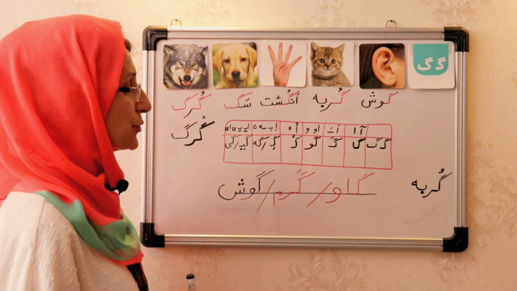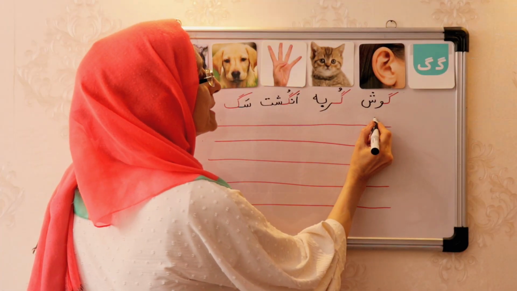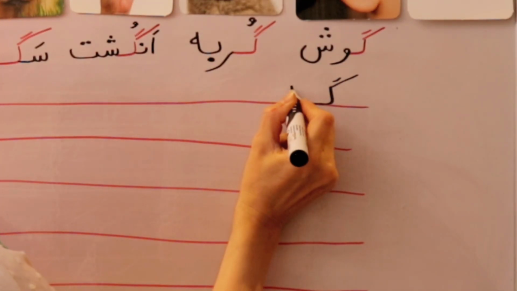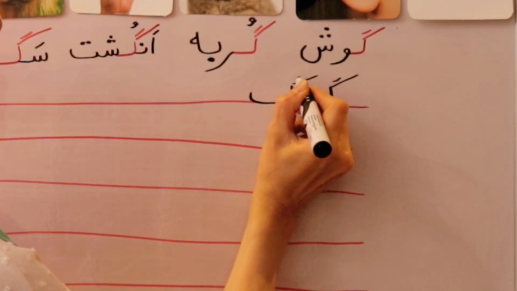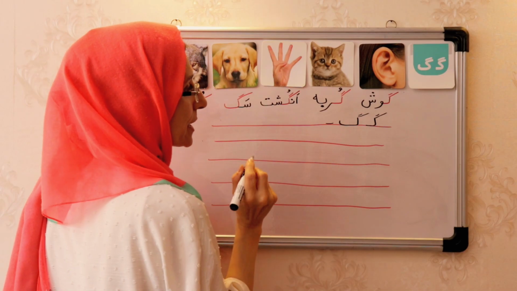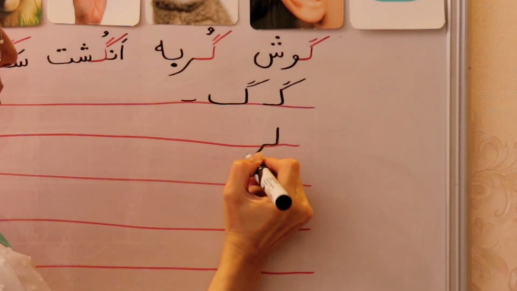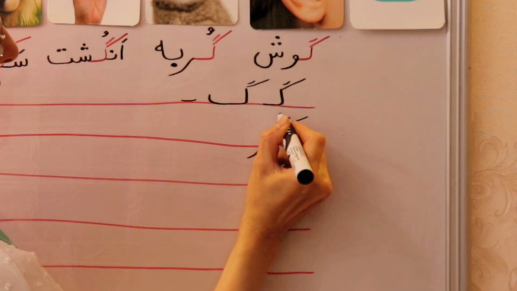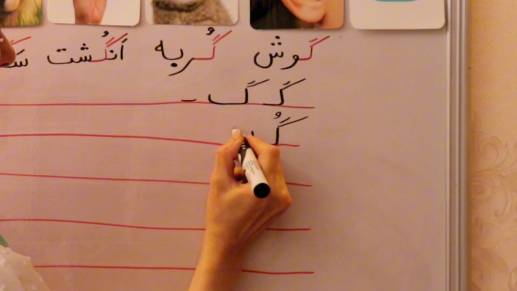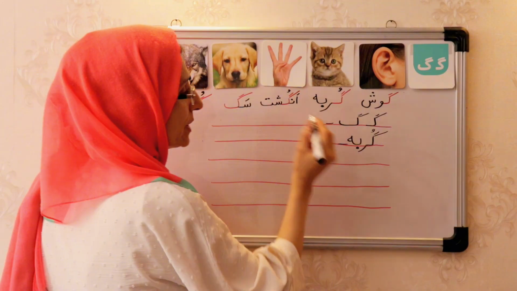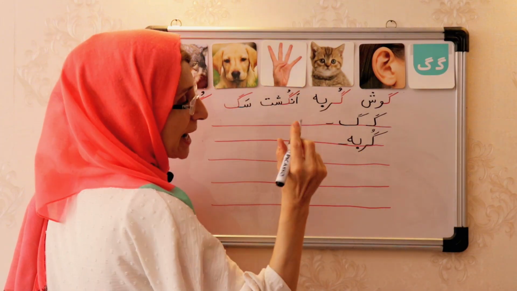Now let's go to your homework. Your homework will be first G غیر آخر, G آخر, one line. One line گربه. One line finger, انگشت.